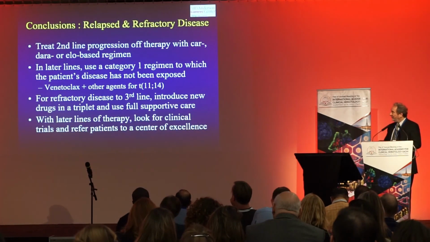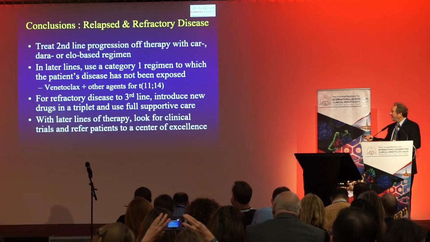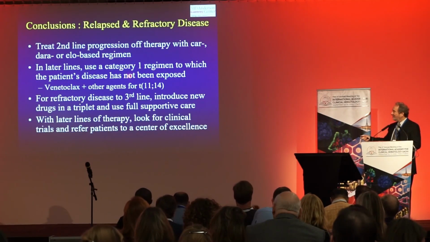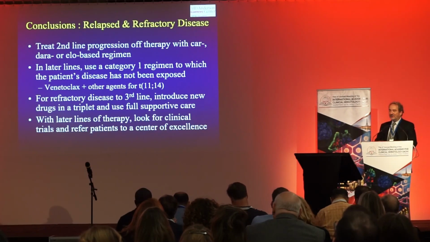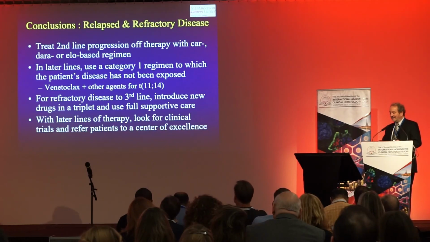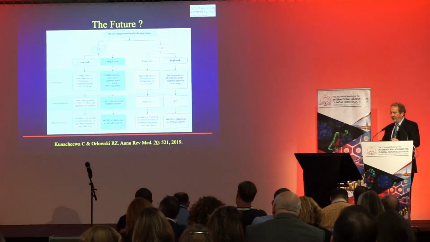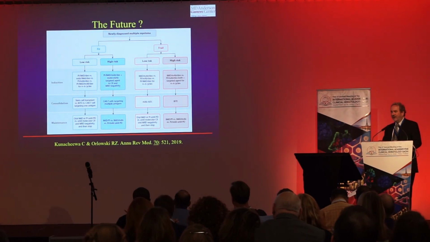In the relapsed and refractory setting, second-line progression, we have many wonderful therapies, which include proteasome inhibitors, immunomodulatory drugs, and antibodies. In later lines, we have venetoclax for 11-14 translocated patients. In more advanced disease, we now have agents like selinexor and BiTEs and ADCs and CAR T cells, although we still need to do lots of clinical trials to define this better. If we have time, there also could be a discussion about what the future of myeloma therapy could look like.